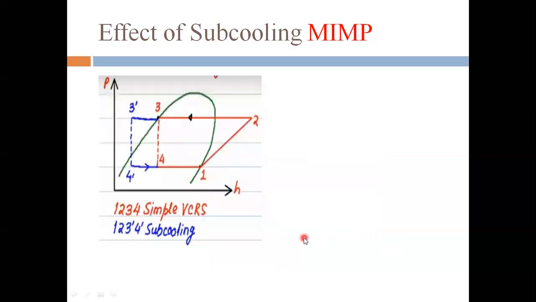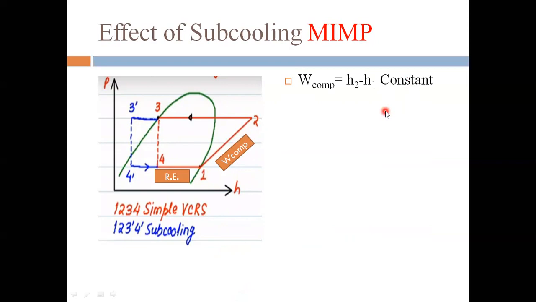Now we need to understand whether the COP is increasing, decreasing, or remains constant when we are doing the subcooling. In this case, first we will identify which region is the refrigerating effect. We know that this region is known as the refrigerating effect. This is the W compressor, as we already discussed. By doing the subcooling, we are not changing any pressure. So the W compression work, that is H2 minus H1, remains constant.